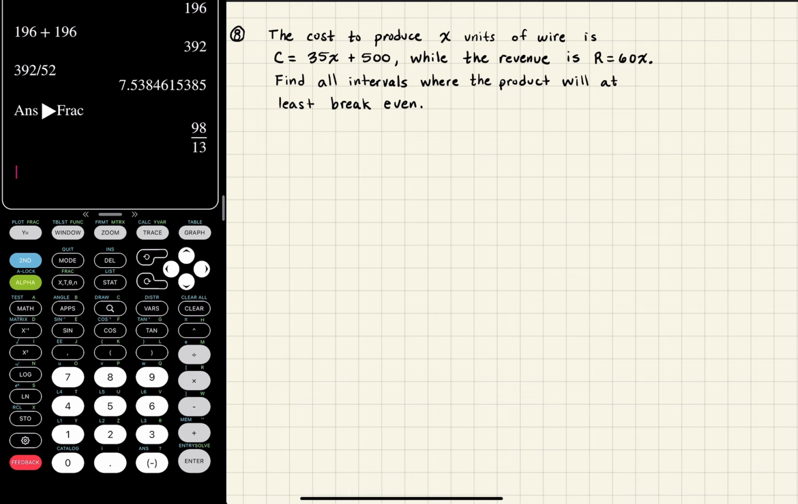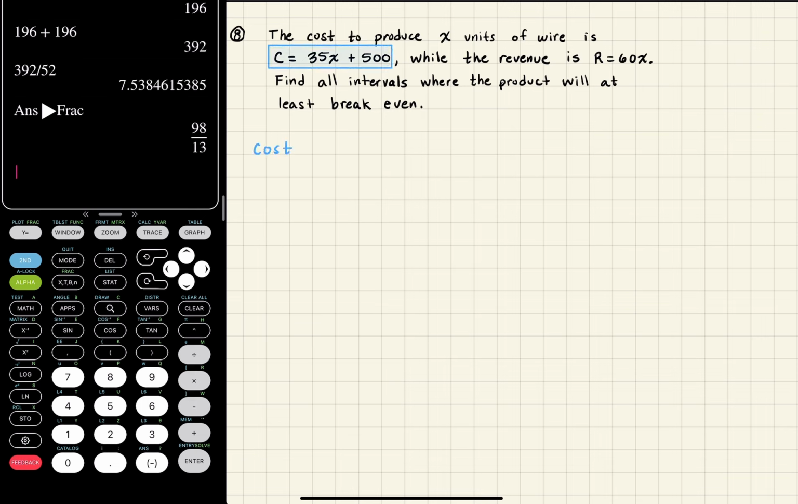Number 8 is a word problem I included in here because I feel like a lot of students have been getting stuck on these word problems. But they're not too bad. You just need to pull out the information that's given and don't get lost in all of the other details. So let's look at this. The cost to produce X units of wire is C equals 35X plus 500. So that equation they gave us is the cost. It represents the cost to produce X units of wire. That's probably an important piece of information.